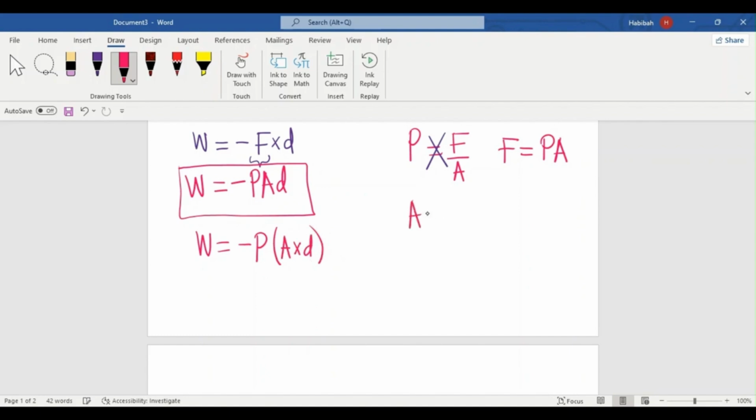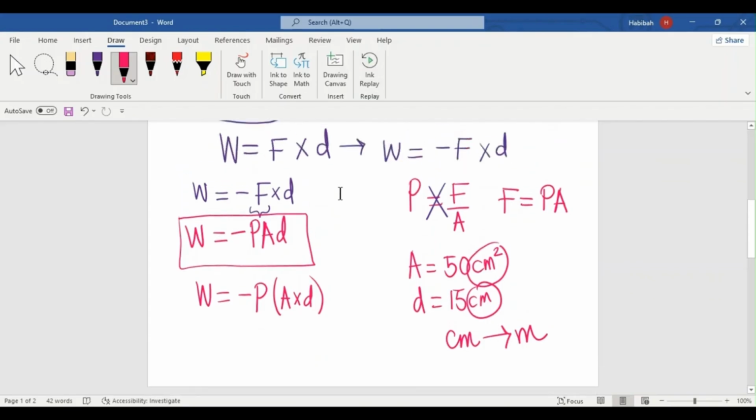But the issue we have here now is this. We're given the area, which is 50 centimeters squared, as well as the distance, which is 15 centimeter. We're given both of them in centimeter. So hence, in order for us to properly work with this question, we have to go from centimeter to meter. And part of the reason why this is the case is, let's not forget that pressure is equal to force times distance.